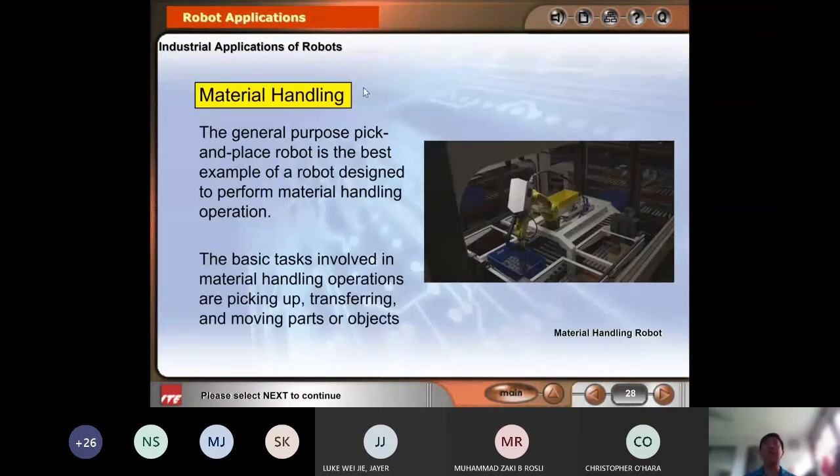First thing, material handling. When we are talking about material handling, they are actually picking up or transferring parts or objects. If you take a look at the animation, this is showing what material handling is. In short, they take the material and throw it into another area only, just like that. This is what we call material handling.